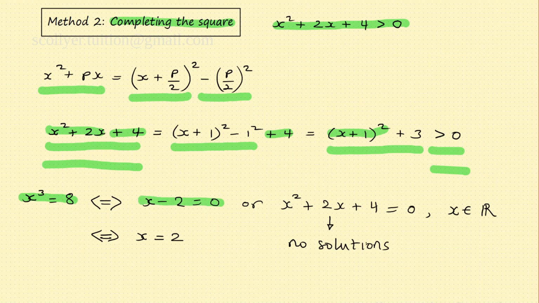So to summarize, we showed that x cubed equals 8 is equivalent to x minus 2 equals 0, or x squared plus 2x plus 4 equals 0, and we're interested in solutions where x is a real number. And that is equivalent to x equals 2, but no further solutions from x squared plus 2x plus 4 equals 0. So the only real valued solution to this equation is x equals 2.